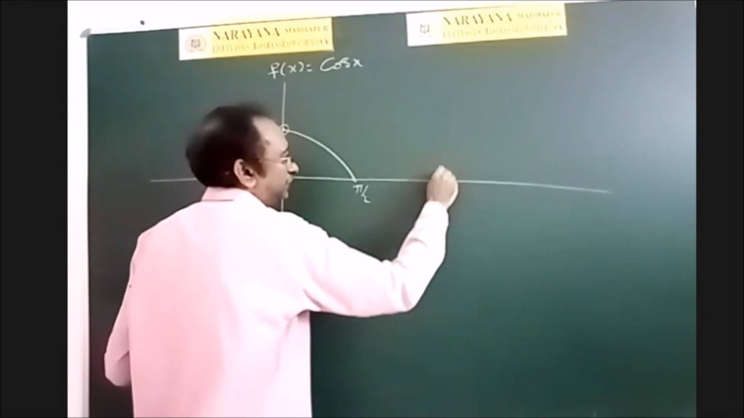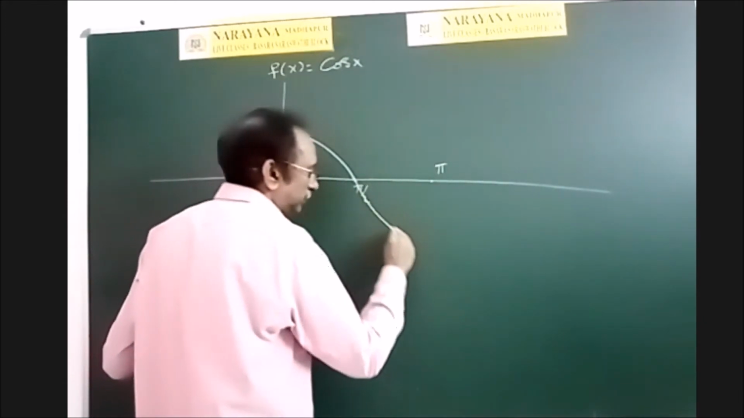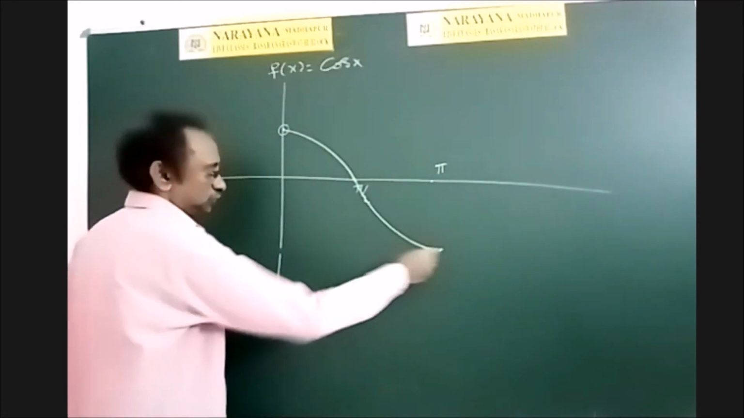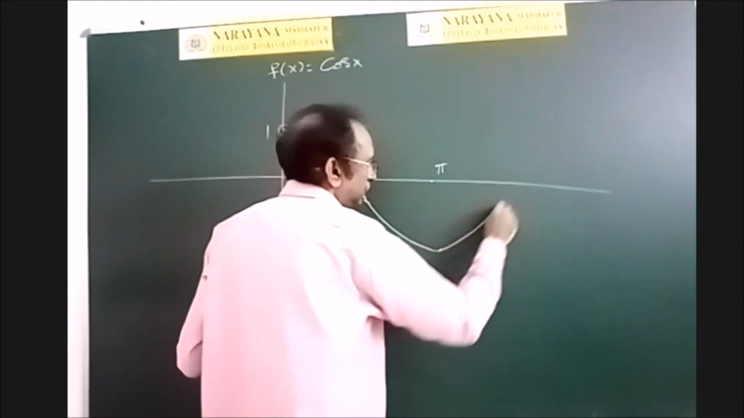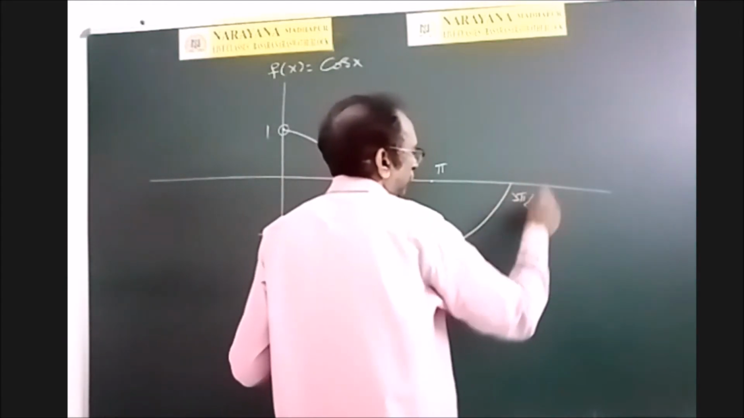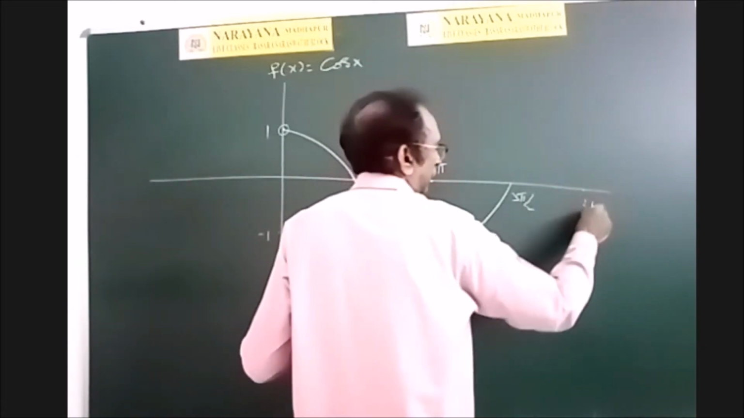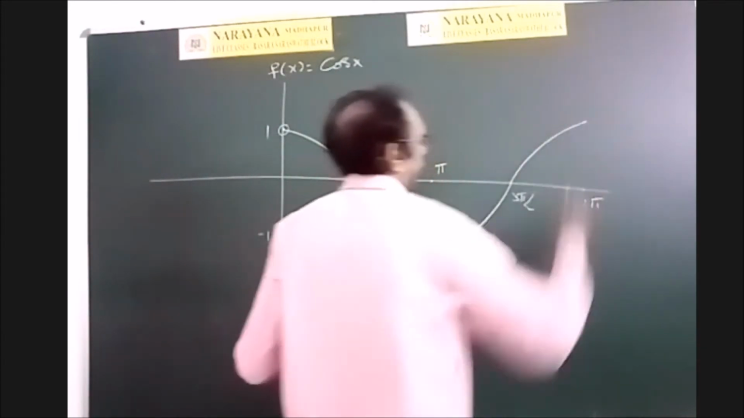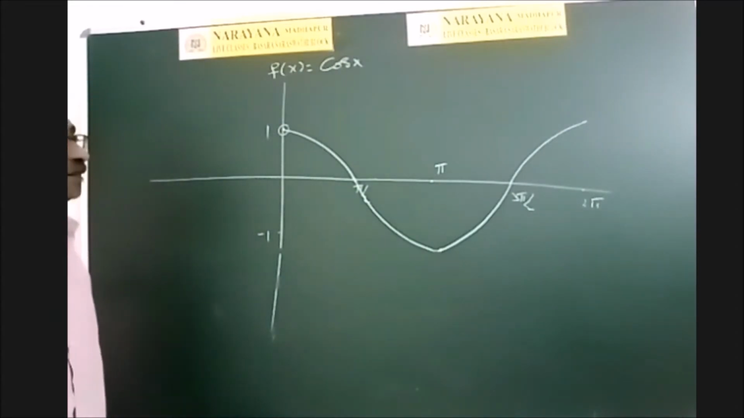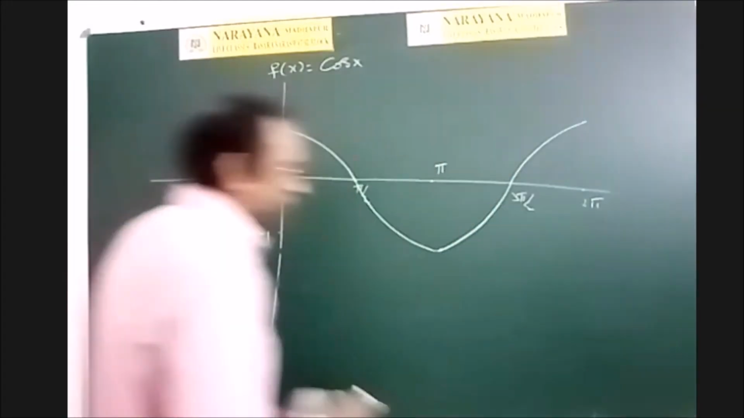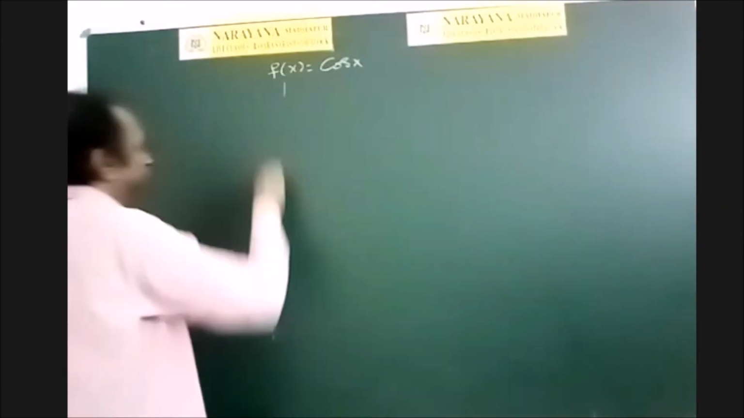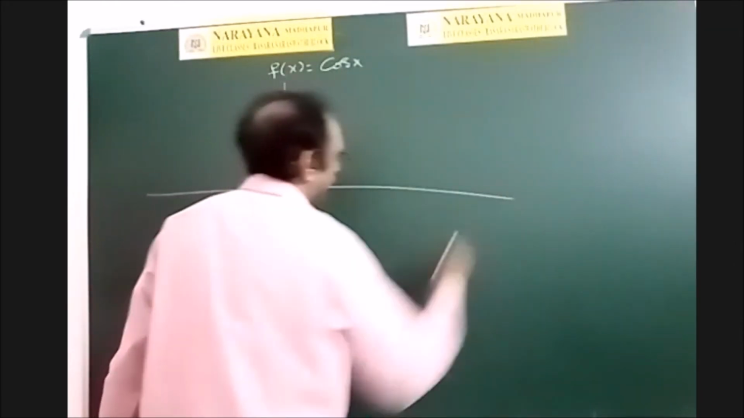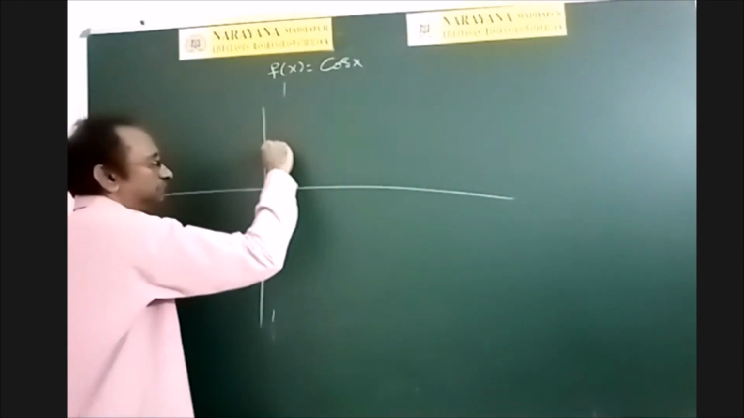And at pi, 180 degrees, you can observe that it is minus 1. And this is 1. And again, it increases, at 3 pi by 2 it is 0, and at 2 pi it is again 1. So this is the graph of cos x. And if I draw this for the whole set of real numbers, see the graph, similar to the sin x graph, but starting from here.